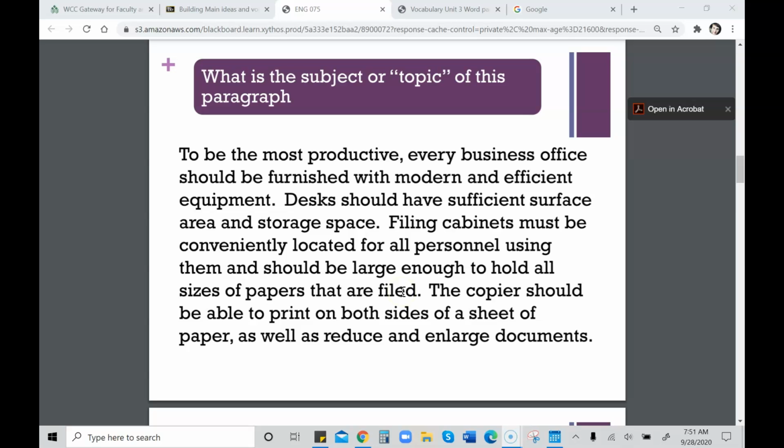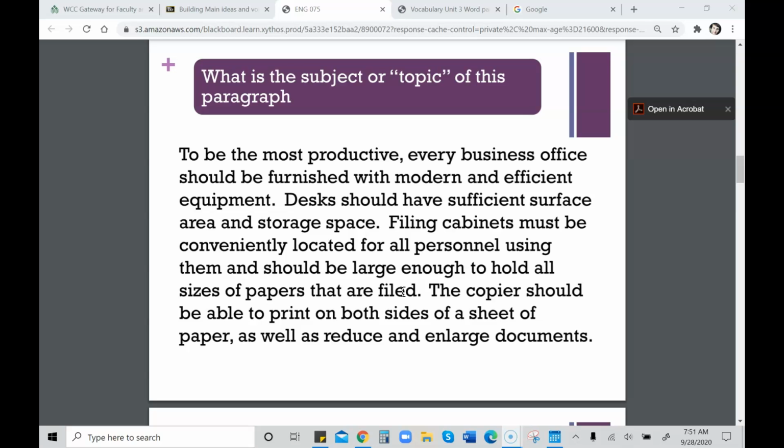All right, so if I take a look at this paragraph, it says, "To be the most productive, every business office should be furnished with modern and efficient equipment. Desks should have sufficient surface area and storage space. Filing cabinets must be conveniently located for all personnel using them and should be large enough to hold all sizes of papers that are filed. The copier should be able to print on both sides of a sheet of paper as well as reduce and enlarge documents." So what is the subject or the topic of this paragraph?